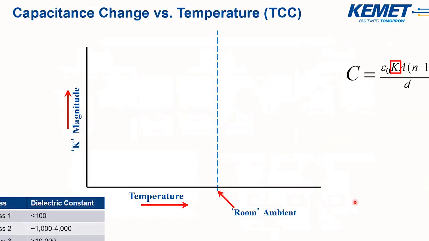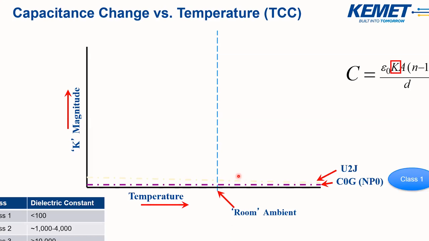Now again, MLCCs are categorized by those 3 classes, which refers to its capacitance stability over temperature. Here we can see the trade-off between the dielectric constant K versus the operating temperature. Since capacitance is proportional to the dielectric constant, any change in the dielectric constant will result in a change in capacitance. For class 1 dielectrics, such as C0G and U2J, the dielectric constant is relatively low, usually below 100, which results in a lower capacitance value compared to class 2 and 3.